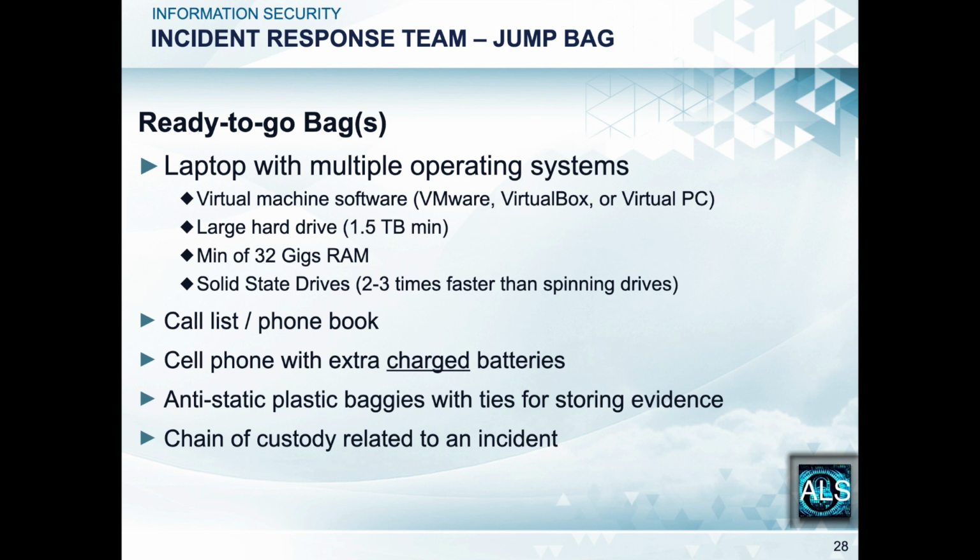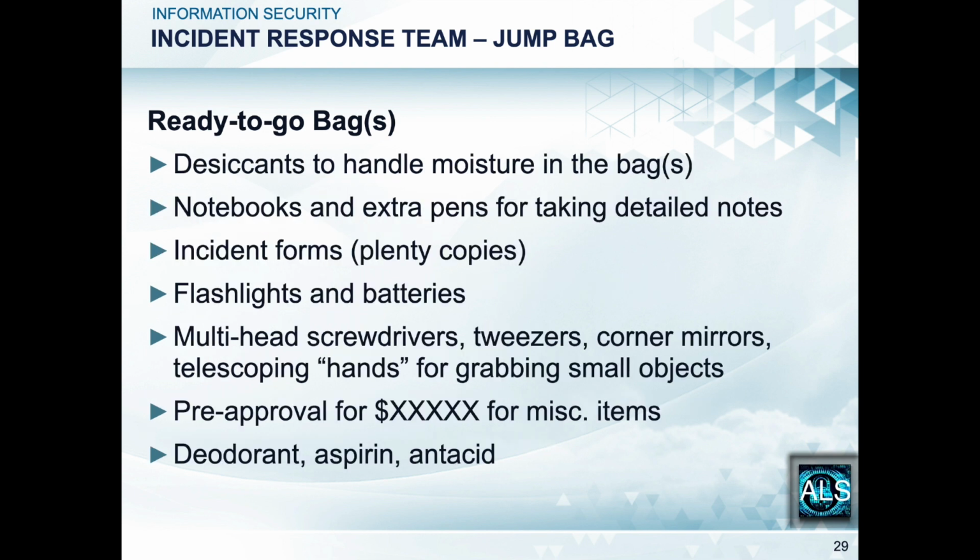Anti-static plastic baggies for storing information. You should also have chain of custody forms. These are very important for prosecution in the future. You really need to talk with your legal department, but you can also reach out to local law enforcement like FBI field offices, and they can talk you through what you would need to securely keep the chain of custody. You should have desiccants, which are good for keeping out moisture.